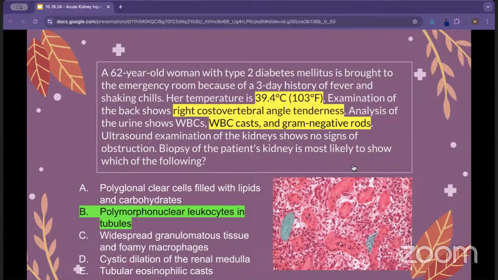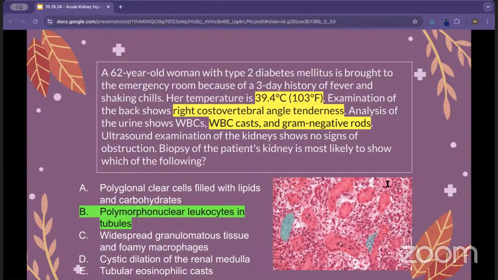Answer C is incorrect because that would be seen in something called xanthogranulomatous pyelonephritis. Now, it is a type of pyelonephritis, but it would be seen on ultrasound as an enlarged kidney with hypoechoic masses. Since we didn't have those findings in this question, that wouldn't be it. And also it said here that the patient's imaging was unremarkable. So that would exclude this diagnosis in letter C.